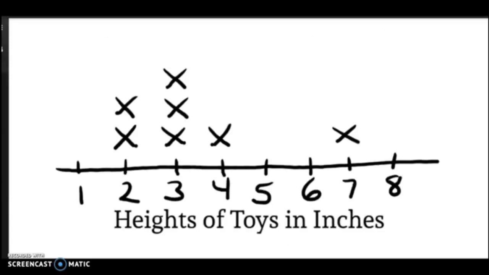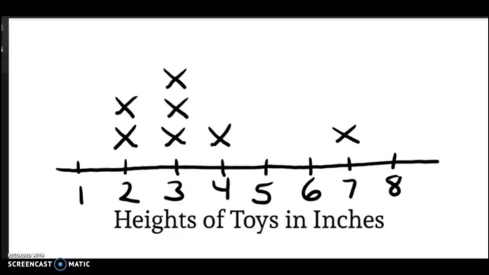So I would label my line plot heights of toys in inches. This way, if someone looks at my line plot, they know that each of those X's stands for the height of a toy in inches. And looking at this line plot now, I can clearly see that I have the most toys that are 3 inches tall, and then I have 2 toys that are 2 inches tall. You can also see that I have 1 toy that is 7 inches tall, and 1 toy that is 4 inches tall.